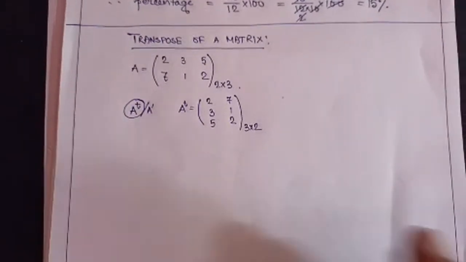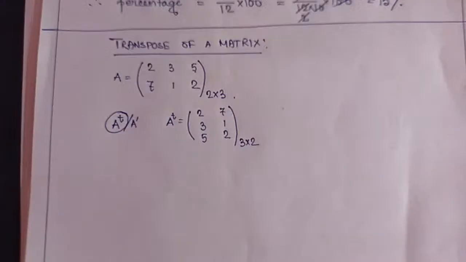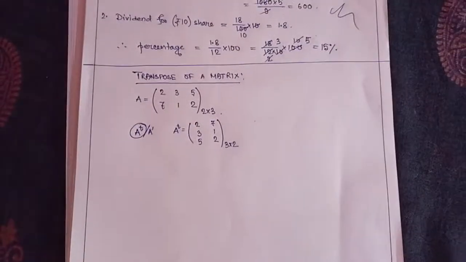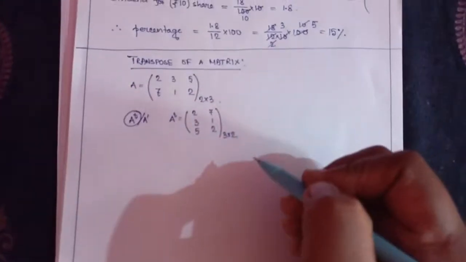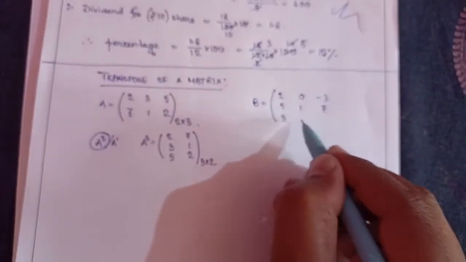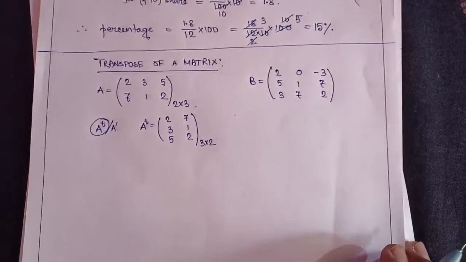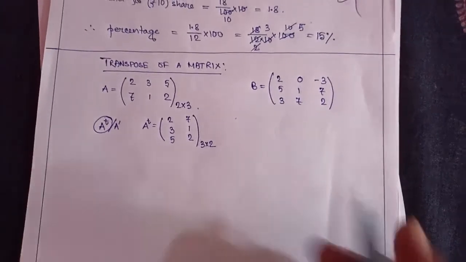So transpose means what? When a row of a matrix is converted to a column. Okay, so this is the idea of transpose of a matrix. Clear? I hope the video is clear to all of you. So one more example I am taking, then it will be easier for you. Suppose B is another matrix, which is 2 0 minus 3, 5 1 7, 3 7 2. This is one matrix. Okay, extended part of matrix. In class 10 you have done many parts, but here it is an interesting part.